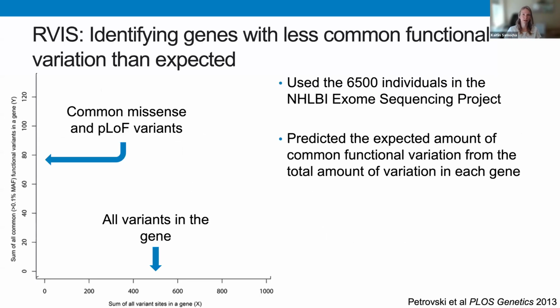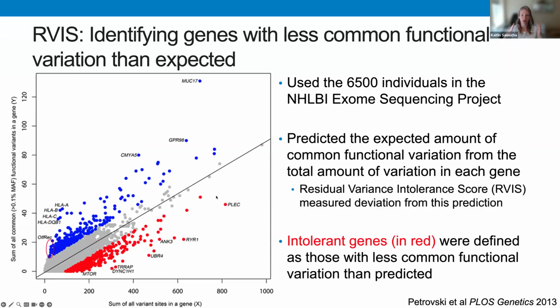So the first of these, the shift in the allele frequency spectrum, is best characterized by RVIS. So this was led by Slavoj Petrovsky and David Goldstein. It's a way to identify genes with less common functional variation than anticipated. So what I'm showing you on this plot here is from their 2013 paper. And on the X, you see the sum of all variants in the gene. And on the Y is all of the common missense and loss of function variants. So you can predict the expected amount of common functional variation in a gene given this X value. And what they're highlighting here in red are genes that have less common functional variation than predicted. So this is the regression across everything. And some of these genes down here just don't have that many common functional variants. And I'm sure you can recognize a few of these. These are definitely disease-associated genes, and it's a useful way of highlighting genes that appear to be intolerant to mutation.